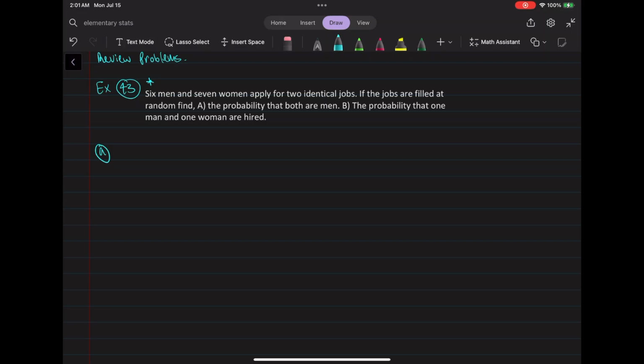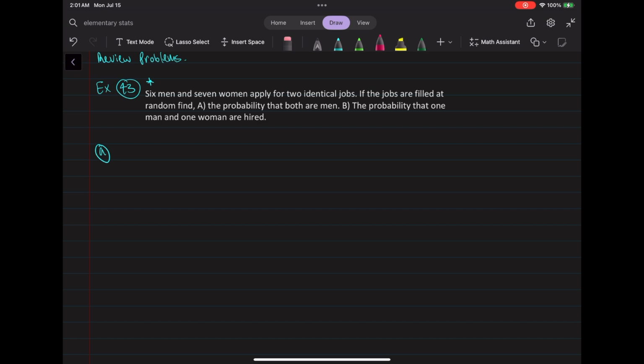All right, so here we have another problem. This is a statistics problem. 6 men and 7 women apply for 2 identical jobs. If the jobs are filled at random, find A, the probability that both are men, and B, the probability that 1 man and 1 woman are hired.